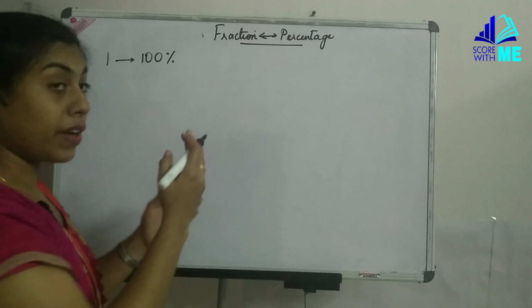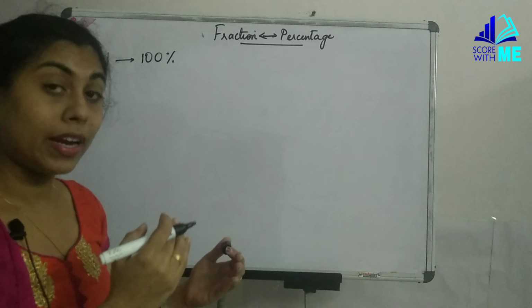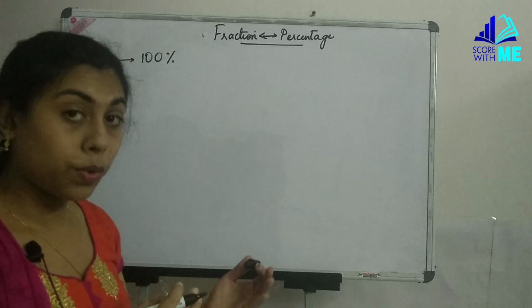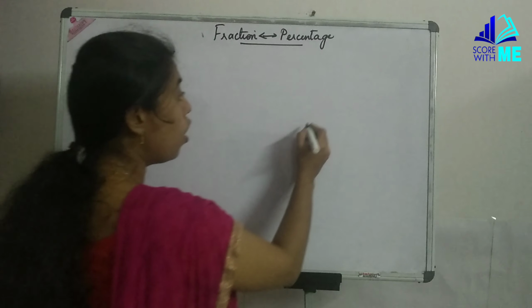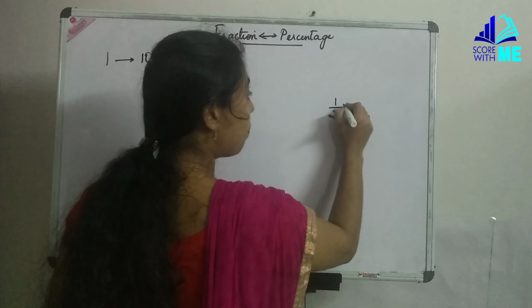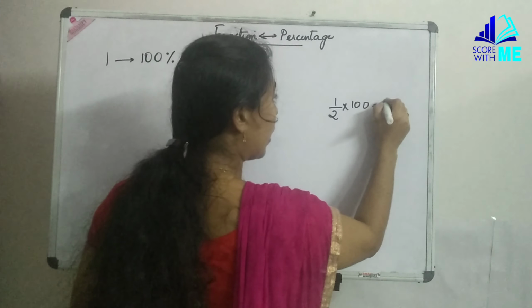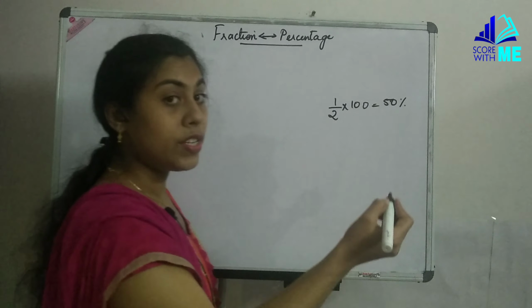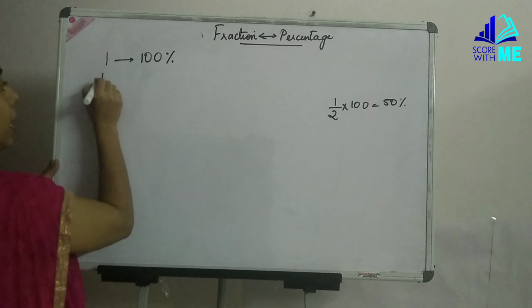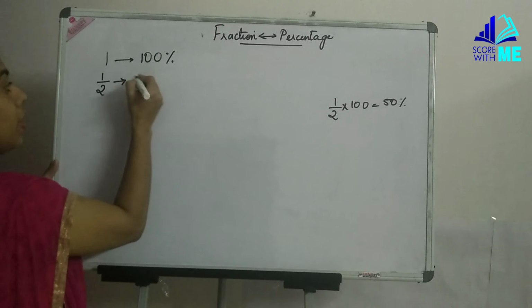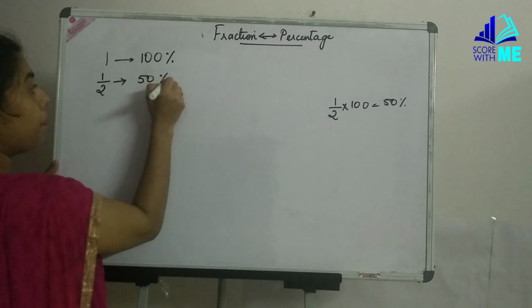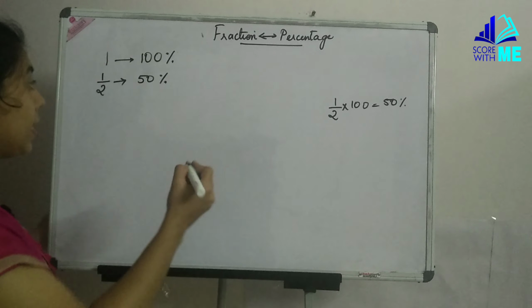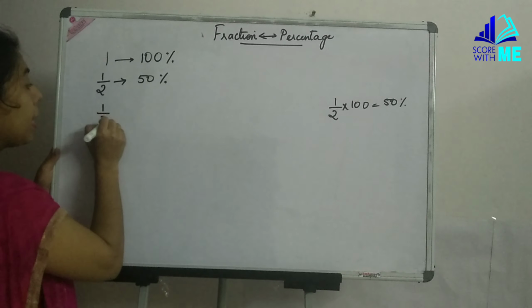Now we are to see the fractional value 1 by 2, and if this fractional value 1 by 2 has to be converted to percentage, what do we do? We just multiply 1 by 2 into 100, and that gives us 50%. So that is how the equivalent for 1 by 2 becomes 50%.